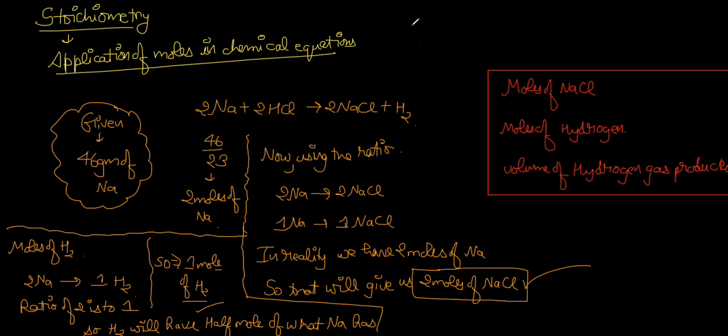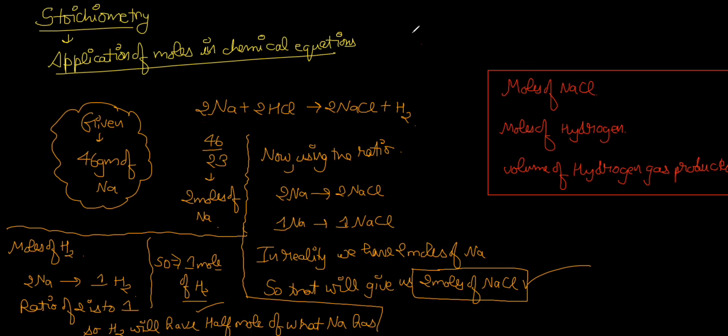Unitary method, just like this: if 2 pens cost 100 rupees, so 1 pen will cost 50 rupees. This unitary method will be applied here in this case as well, but with moles. Now moles will be the unit, not the INR. Rupees won't be the unit. Here we'll be discussing the unit as mole. So how to apply this, how to go through this?